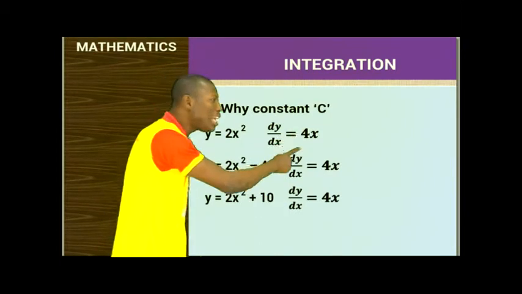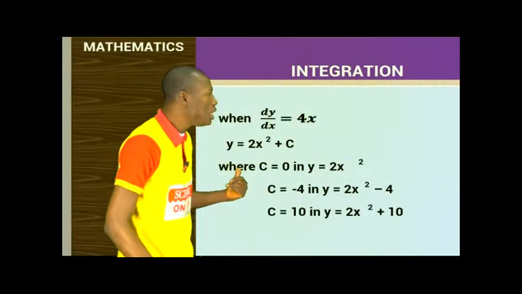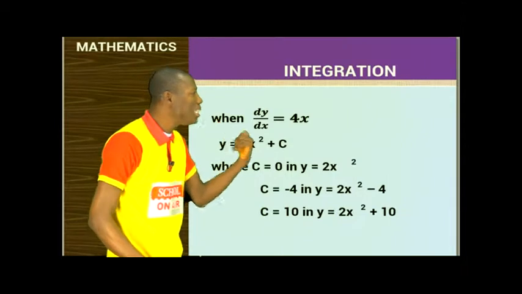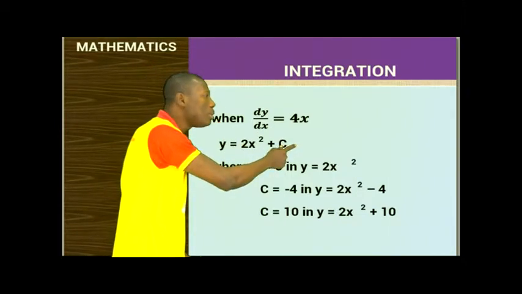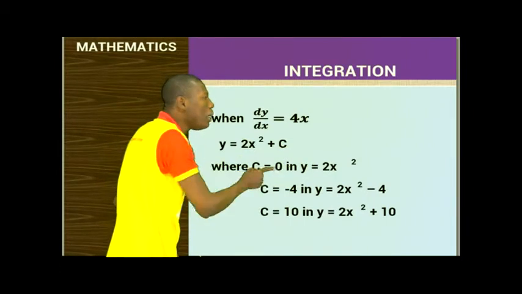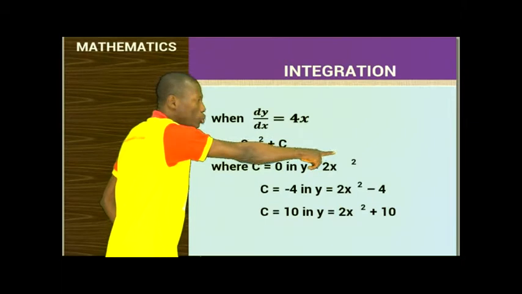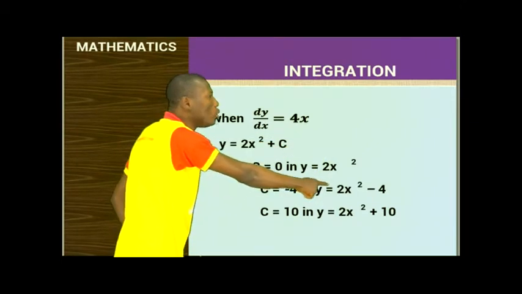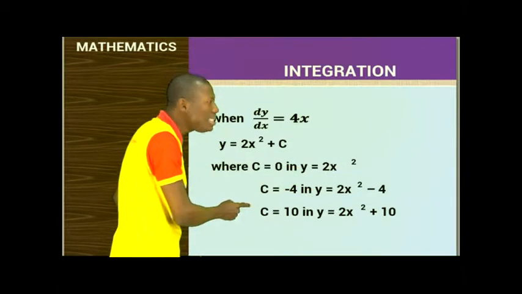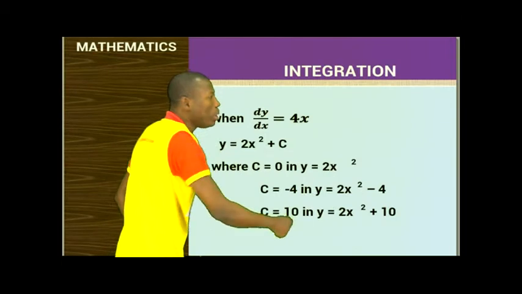Then if I integrate all of these, I should get back the original functions. When dy/dx is 4x, if I integrate, I get 2x squared plus c. For the first one, my c is equal to 0 when I have 2x raised to power 2. Then my c is equal to minus 4 for y is equal to 2x squared minus 4. My c is equal to 10 if I have y is equal to 2x squared plus 10.